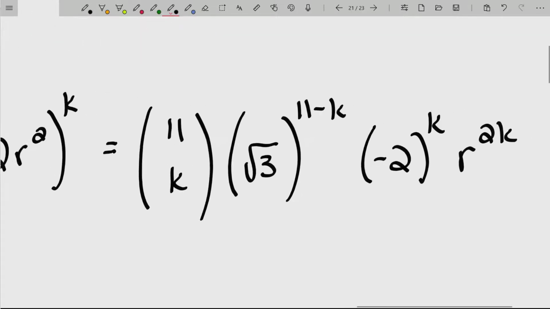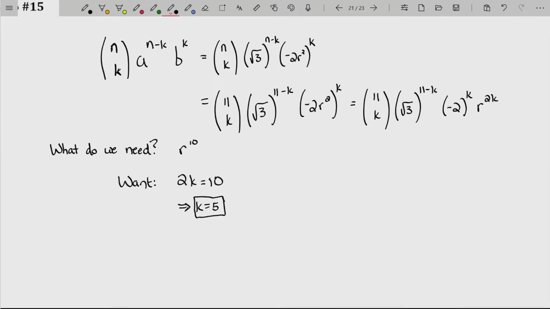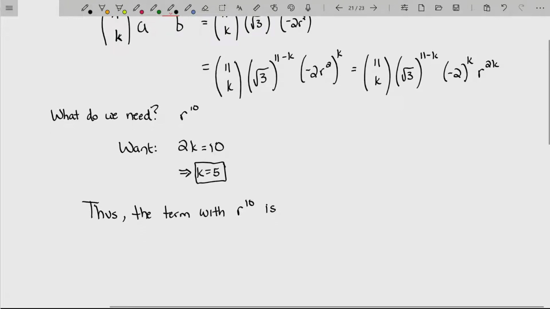Great! Now I have everything I need. This is an arbitrary term, and now I know it's the 5th term, as long as we consider the very first term that we normally write down to be the 0th term. This is the 5th term. So let's write that in. Thus, the term with r to the 10th is 11 choose 5, because that's what k is, root 3 to the 11 minus 5, negative 2 to the 5 and r to the 10th.